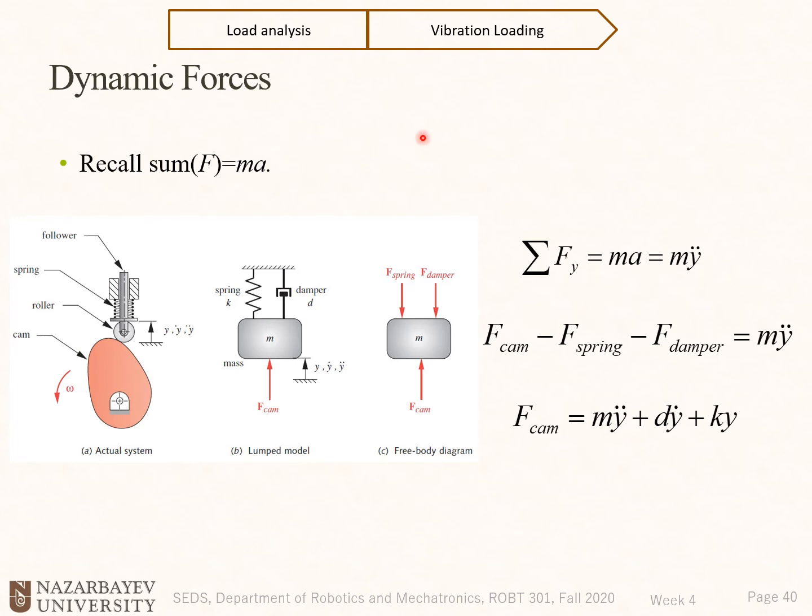Okay, now we want to derive the differential equation of motion. We already developed our free body diagram, and we know that sigma F is equal to ma, and a is equal to y double dot. Then we could expand the equation and write F cam minus F spring minus F damper is equal to m y double dot, and F cam, which is our external force, is equal to m y double dot plus d y dot, which is the damper force, plus k y, which is the spring force. Now we have this force differential equation, and we could use this type of equation to develop some mathematical formulas to find the natural frequency and do further vibration analysis.